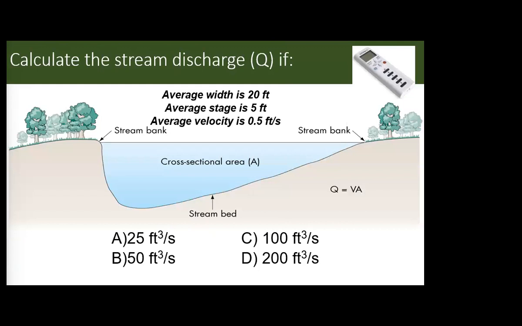So let's try this. Let's see what happens. So we have stream discharge. We have the average width is going to be 20 feet from stream bank to stream bank. Average stage is going to be 5 feet. And our average velocity that we found with our meter is 0.5 feet per second. So what is our discharge?